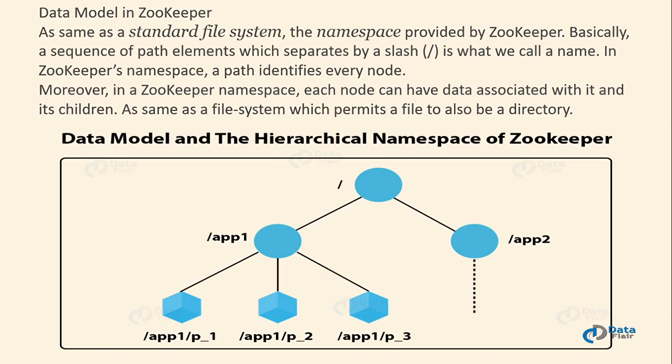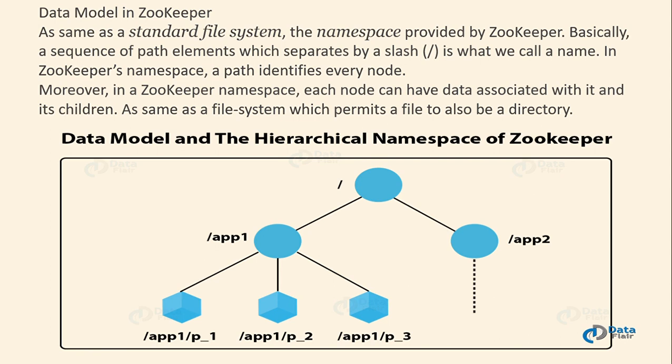A typical data model in Zookeeper looks like this. It is similar to a standard file system. The namespace provided by Zookeeper is basically a sequence of path elements separated by slashes. You can see it starts with the root node, with the slash.